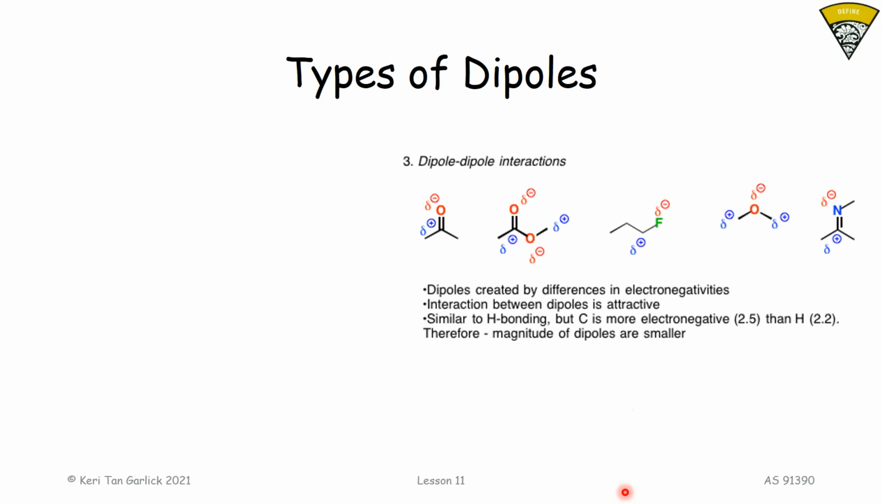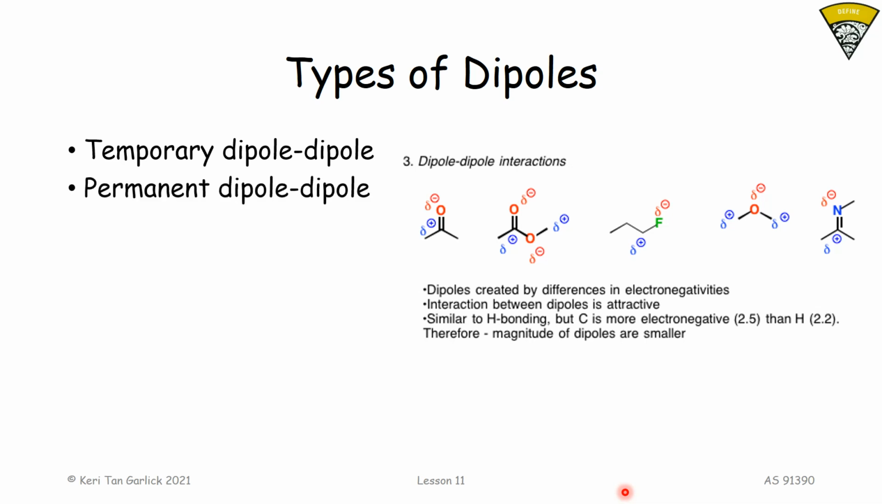So let's talk about the different types of dipoles, which will interact with the different types of bonds we have. The first type of dipole is a temporary one, and basically we can have an attraction between 2 temporary dipoles, known as a temporary dipole-dipole attraction. We can also have attractions between permanent dipoles, so that's when the dipole is always there, and we call that attraction between two permanent dipoles a permanent dipole-dipole.